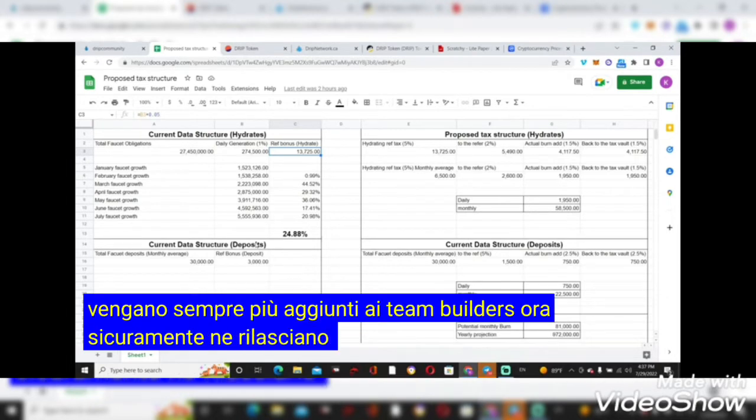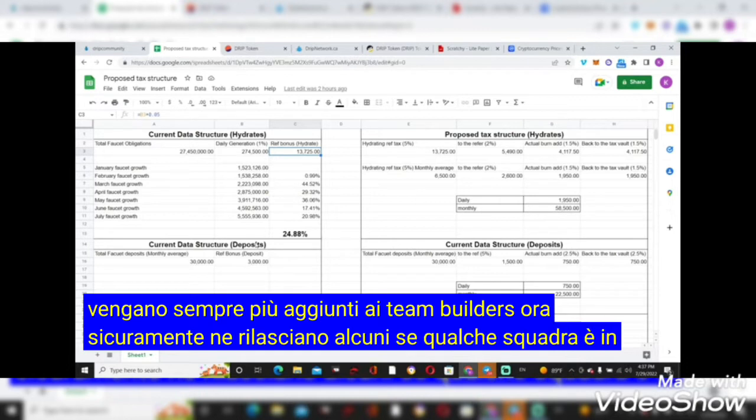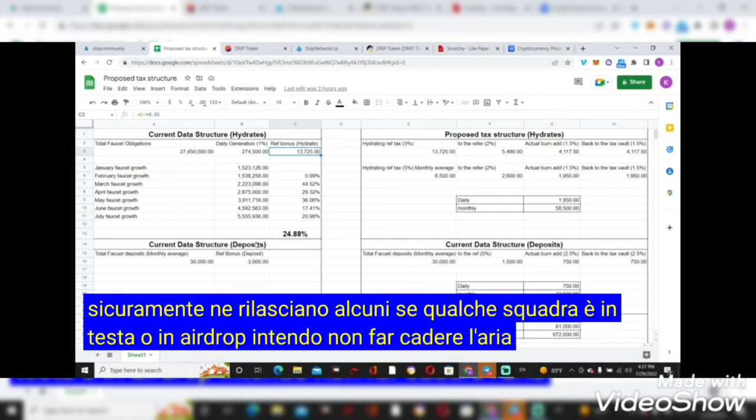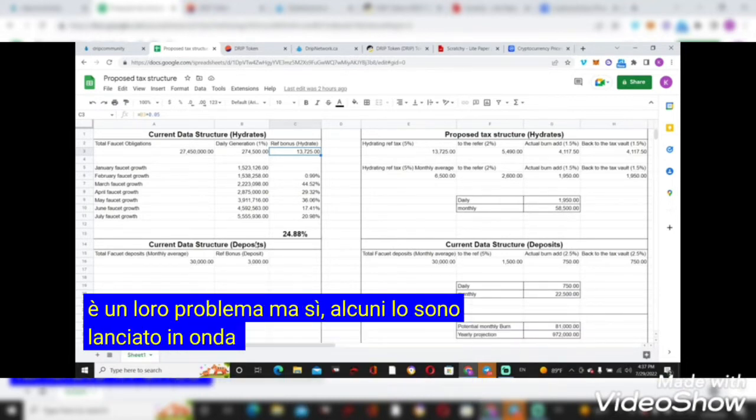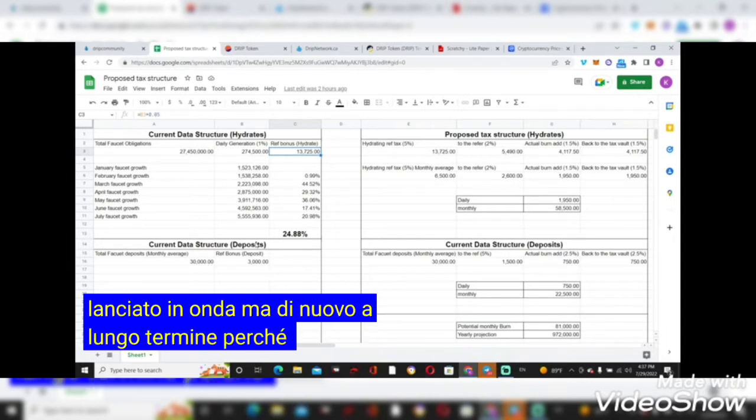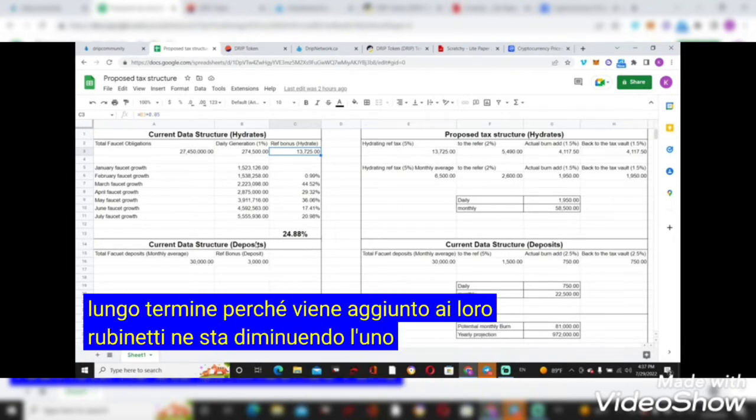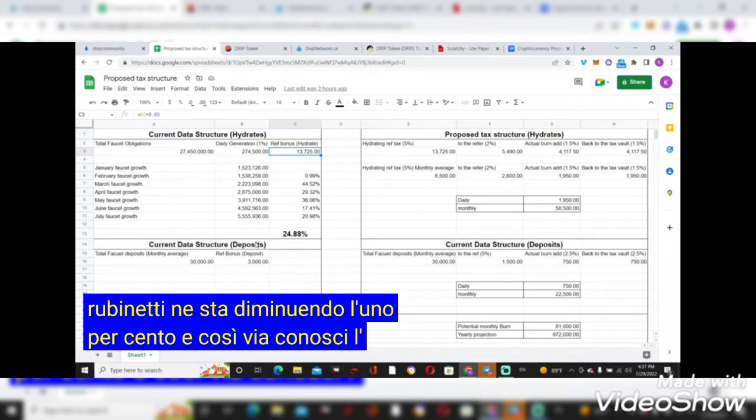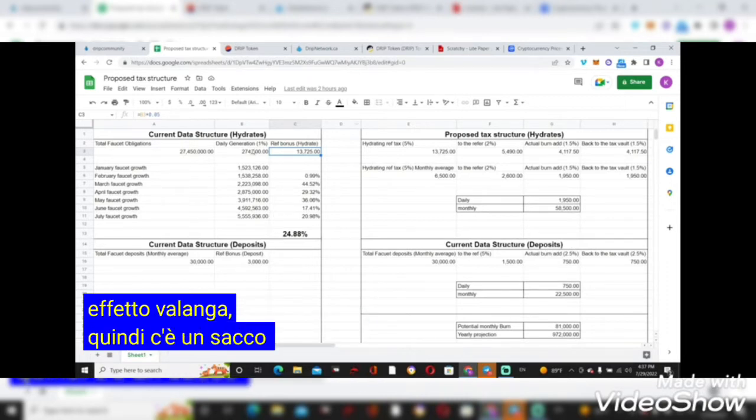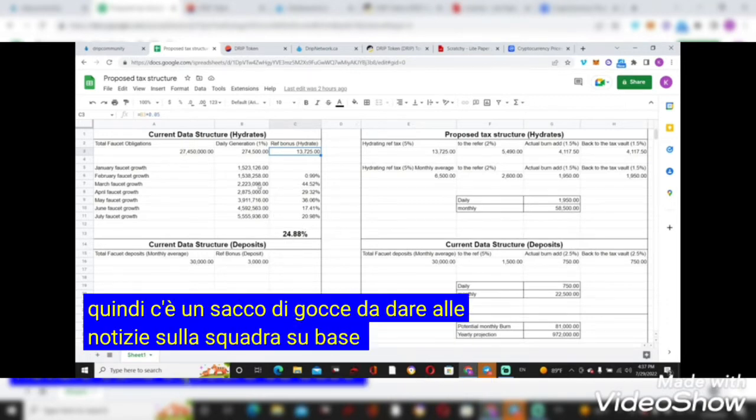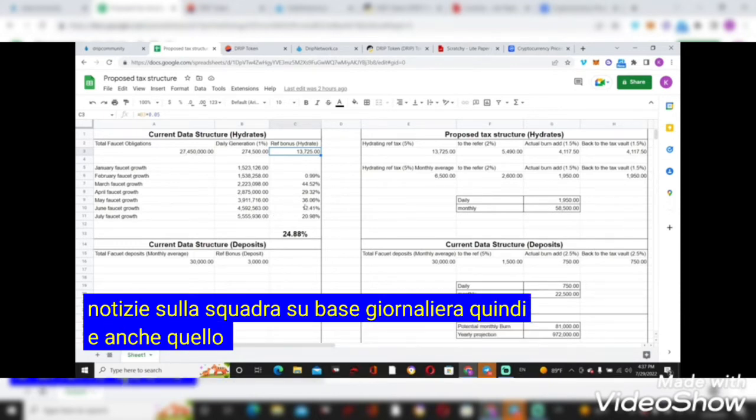Now, surely they airdrop some. If some team leads are not airdropping, that's their problem. But yeah, some do airdrop. But again, long term, because it's added to their faucets, it's increasing their 1% and so on. You know, the avalanche effect. So that's a lot of drip to be given to team leads on a daily basis. Hence, and also that could be showcased.